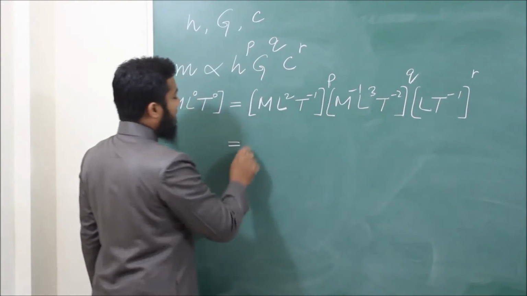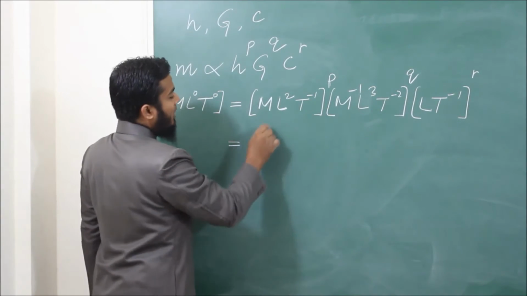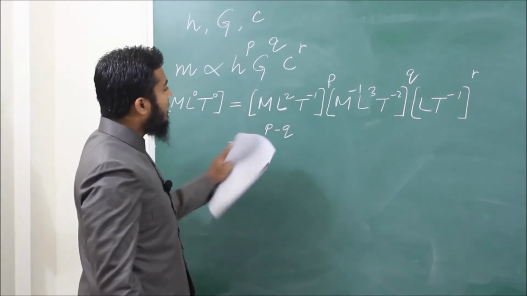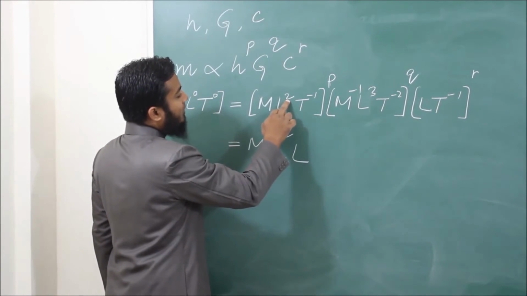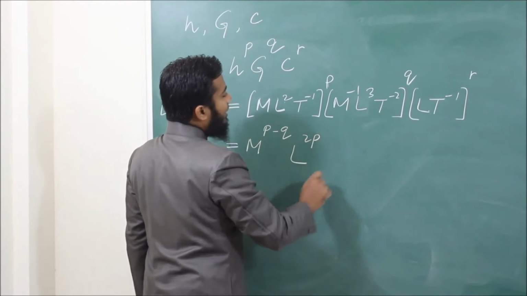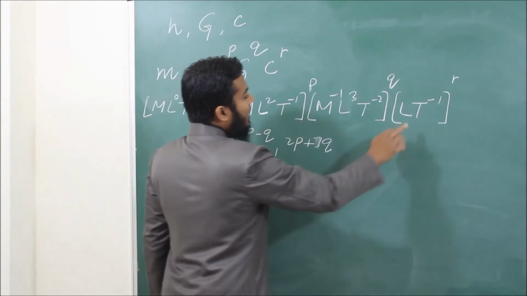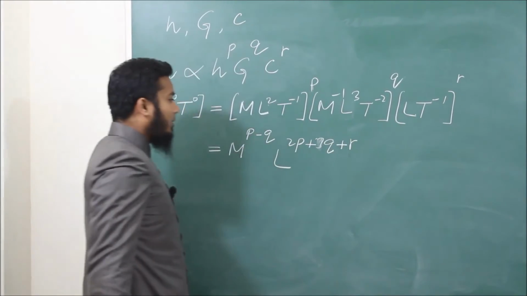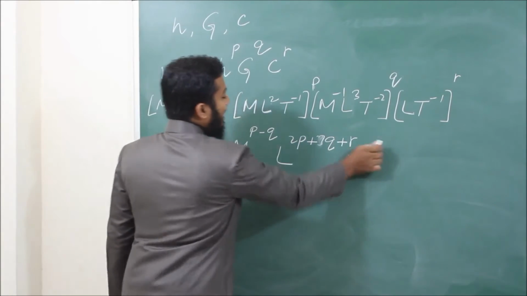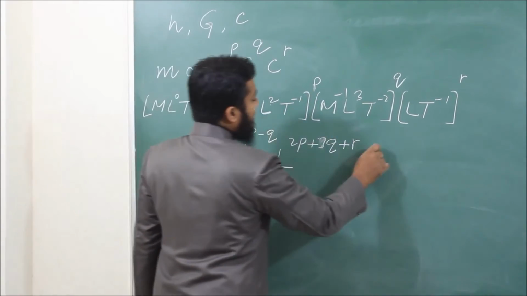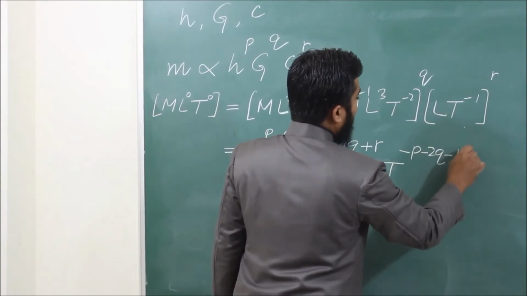M is appearing at 2 places, so it has powers p and minus q. So M is raised to the total power p minus q, and L is appearing at 3 places, so L has total power 2p plus 3q plus r. And T is also appearing at 3 places, so it will have powers minus p, minus 2q, and minus r.